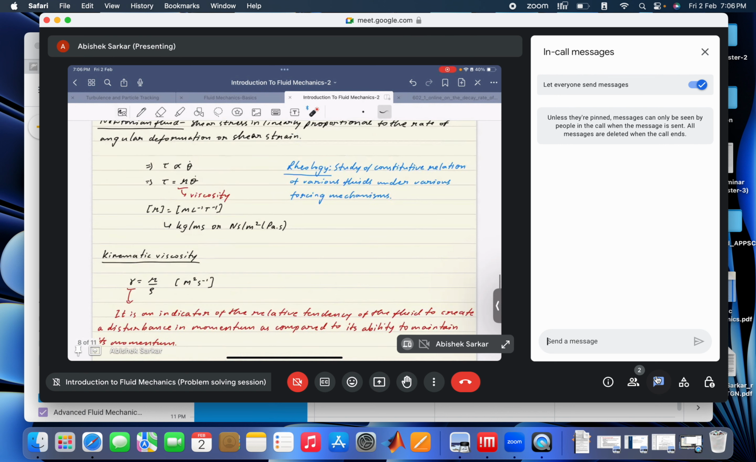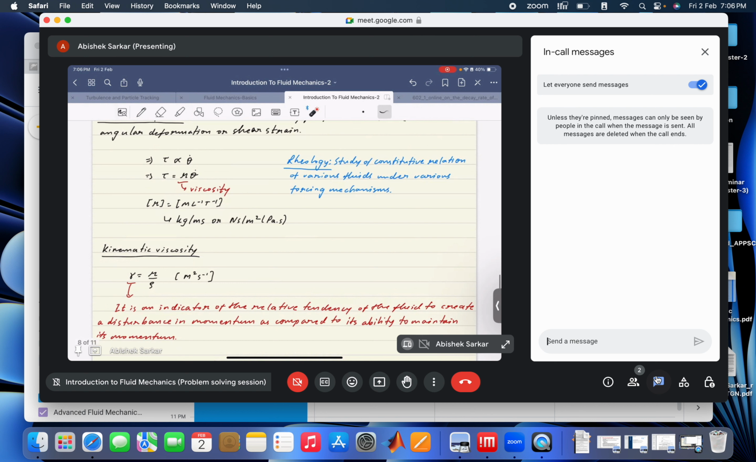Similar to dynamic viscosity, we have another definition known as the kinematic viscosity, which is basically the ratio of the dynamic viscosity over the density of the fluid, and which has the units of meter square per second.